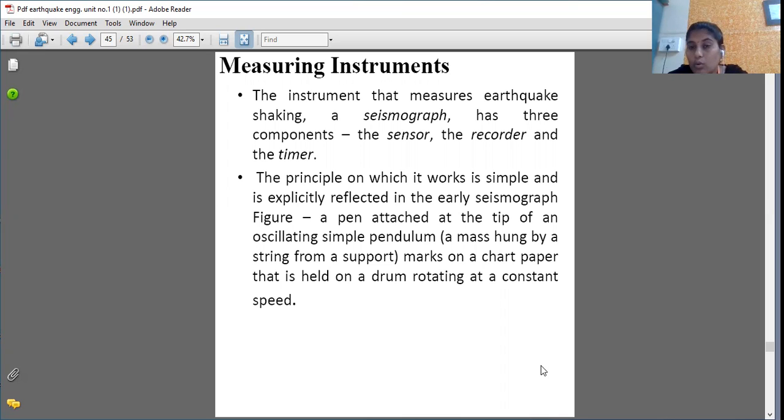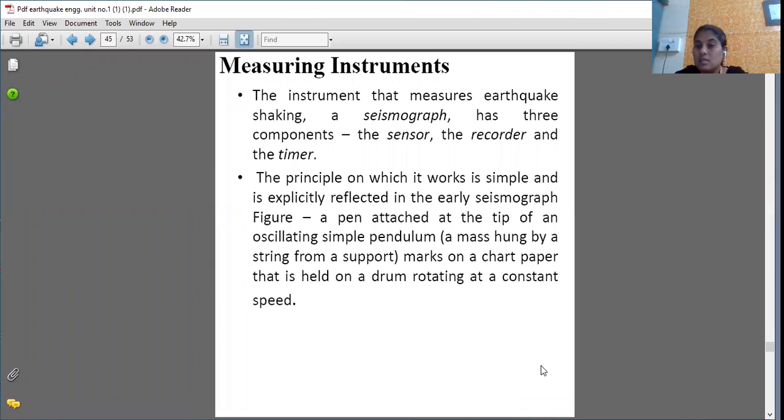So which component is recording over there? That pen and the chart paper. By using this pen on the chart paper, the graph is plotted, and that graph is nothing but a seismograph. And what is the timer? In the drum there is a timer provided, and the timer will calculate the time of the earthquake: at what time the earthquake started, at what time it stopped. So this timing is measured by this timer only.